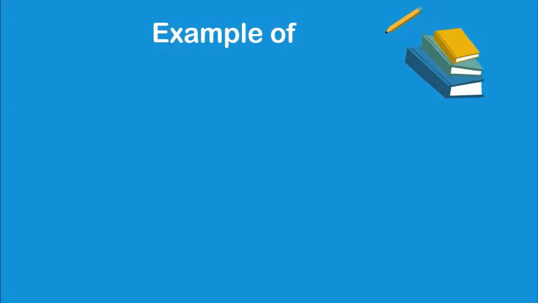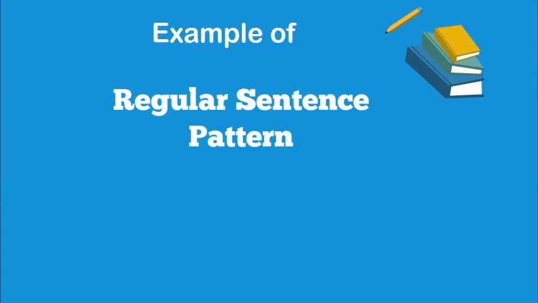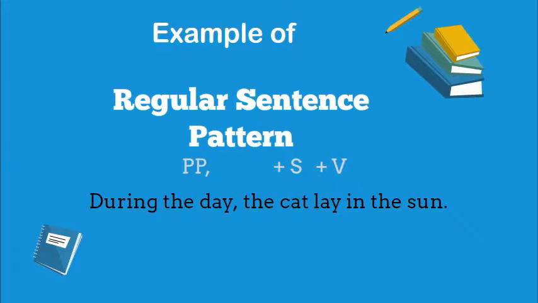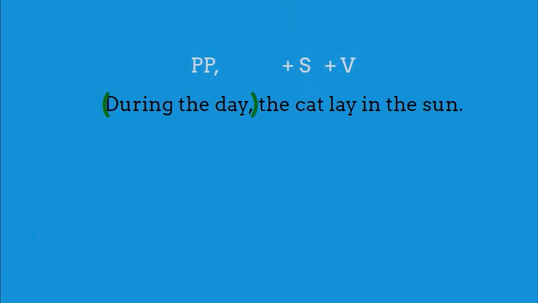Here's an example. This sentence has a regular sentence pattern of PP, comma, plus S plus V. During the day, the cat lay in the sun. This is a regular sentence pattern with the prepositional phrase followed by a comma, then the subject and the verb. The prepositional phrase is at the front, so it needs a comma to follow. Then you have your subject, cat, before your verb lay.